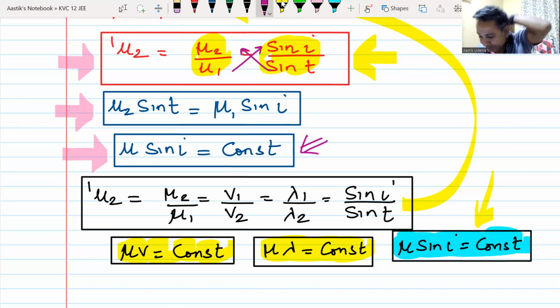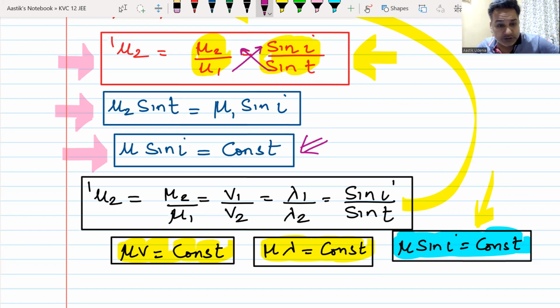Clear? Just remember it as mu into sine I is constant. That is the easiest way of remembering Snell's law. I always remember it that way. Rather than remembering mu2 by mu1 is sine I by sine R, I remember mu into sine I is constant. That is easier for me to remember. Can you do the similar thing?